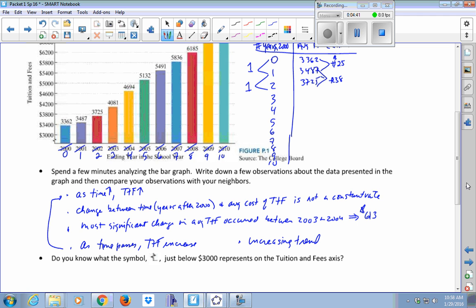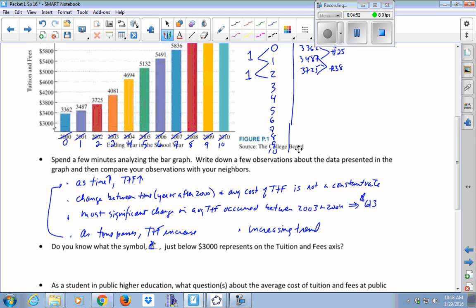Okay. So what does this kind of symbol, my other class calls it the squiggle, what does that symbol mean? Does anybody know? Yeah, Nick? Right. We usually start axes at 0, and this is not starting at 0, it's starting at 3000. So anytime you start a graph with your scale not at 0, you put this little indication to note to the reader or the person observing the data, or your bar graph or whatever kind of graph you have, that you're not starting at zero.